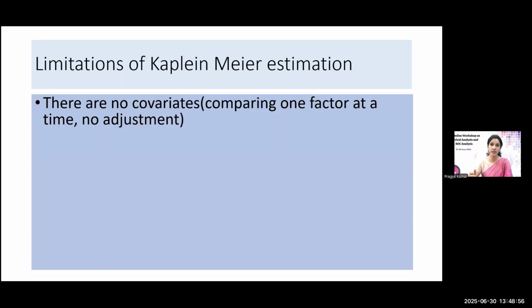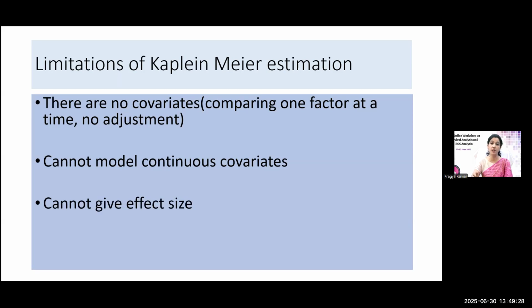So there are some limitations of Kaplan-Meier. What are those limitations? The first limitation that we have just discussed is that there is no option of covariates. That means you cannot compare many factors together and there is no adjustment. The second limitation is it cannot model a continuous variable. If your variable is, let's say, age, or the number of educational sessions, since it is not categorical, you cannot do it in the case of Kaplan-Meier. Kaplan-Meier only works for the categorical, not for the continuous.